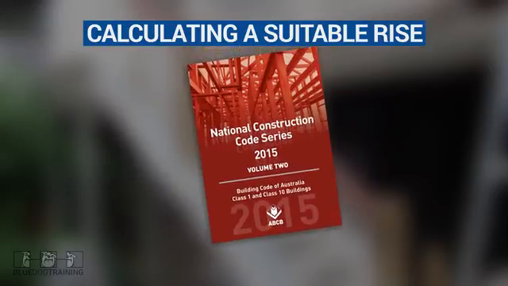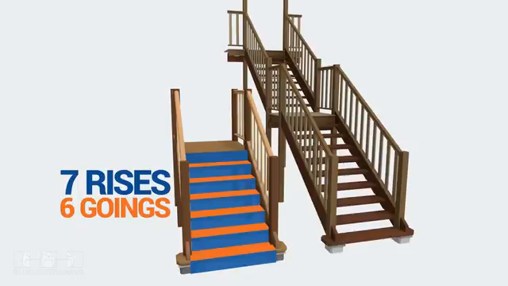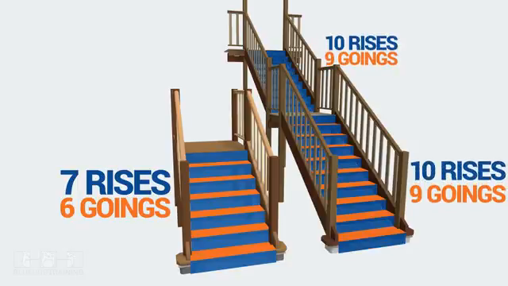It is important to remember to check if your actual rise meets the requirements of the BCA and the comfort ratio. The number of goings in a single flight is always one less than the number of rises. If there are 2 flights in a set of stairs, there will be 1 less going in each flight, but remember to add the length of the landing when calculating the total going of the stairs.